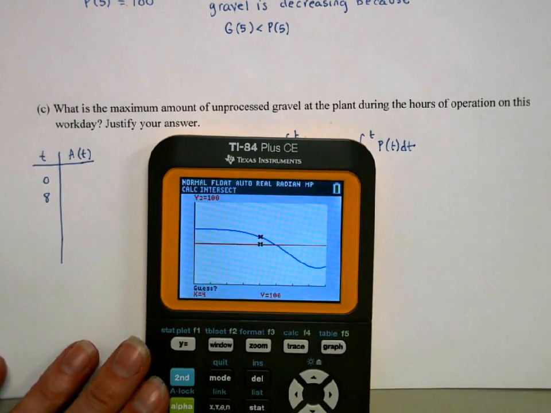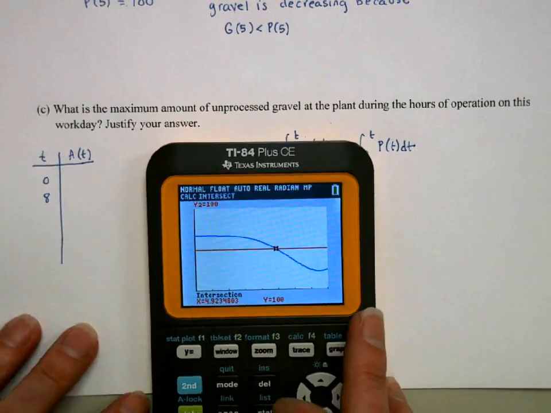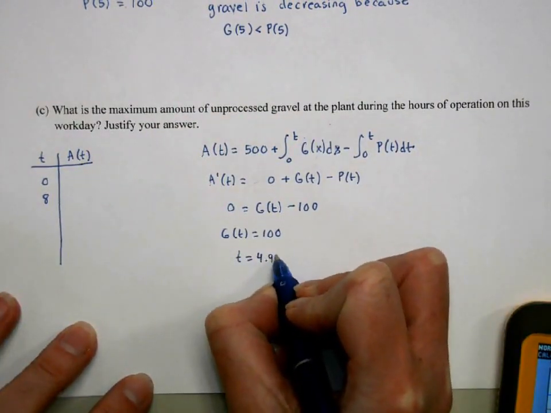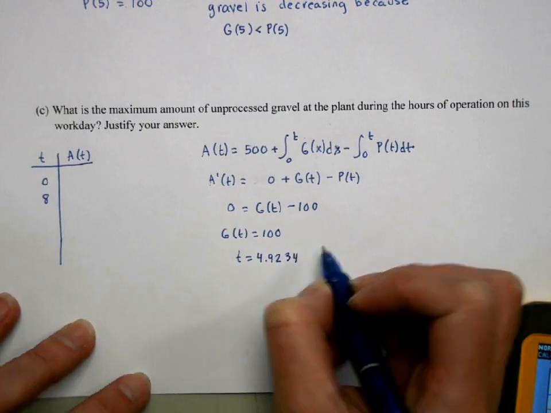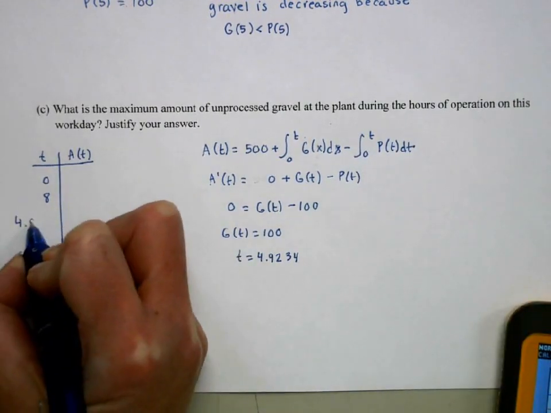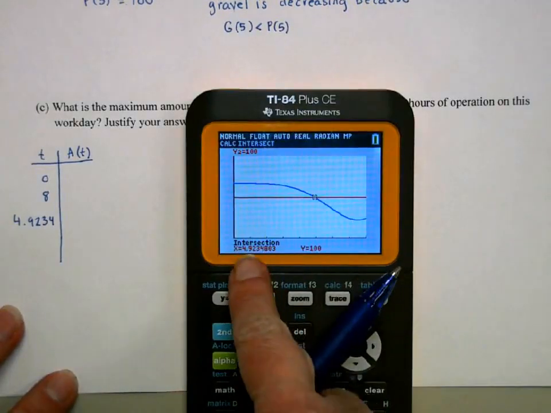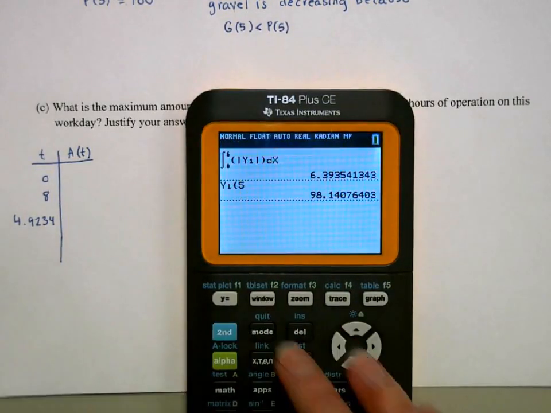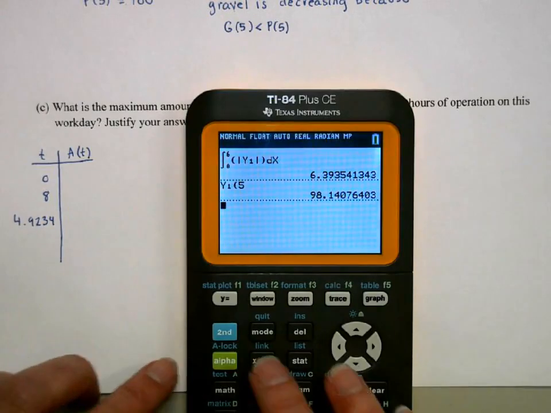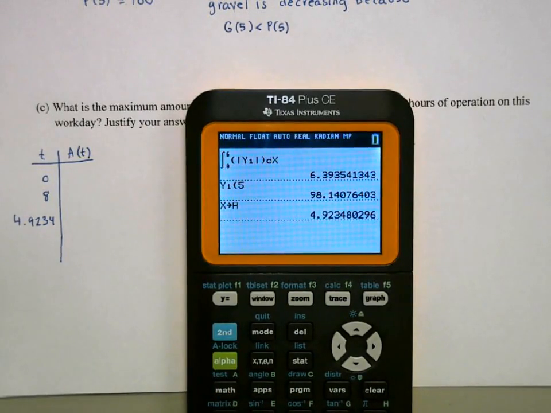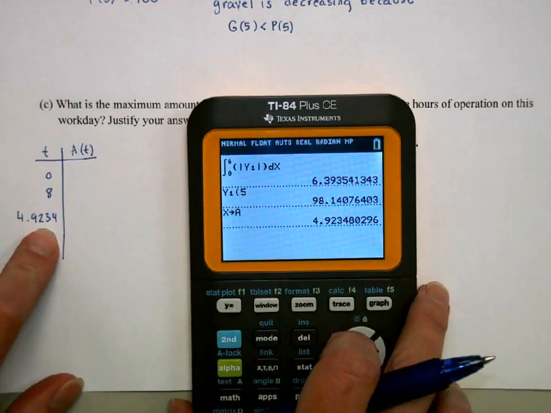So that value is 4.9234. Now, before I lose this, it's currently being stored in my X. So I'm going to go here and I'm just going to do X store in A, whatever letter you want. So now I have that stored. So when I do the calculation with it, I don't have to worry about copying down a whole lot of numbers or transposing or anything like that.